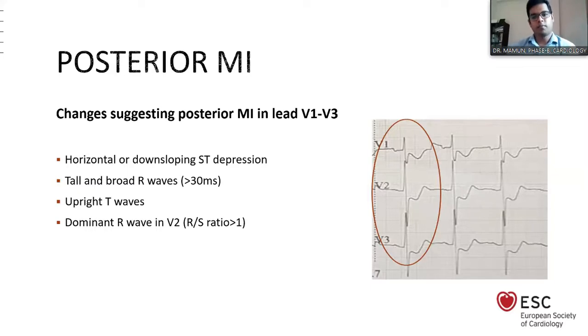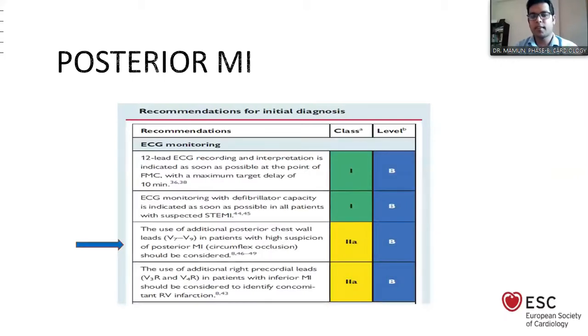So after saying this, depression in V1 and V2 should make us suspect posterior MI. These findings are consistent with posterior MI, and this is the mirror image of anterior myocardial infarction. This is the 2017 ESC recommendation of use of posterior leads. The use of additional posterior chest wall leads V7 to V9 in patients with high suspicion of posterior MI should be considered. Class 2A indication.